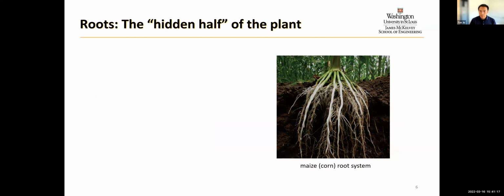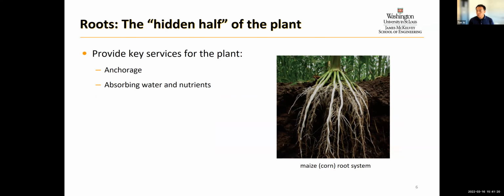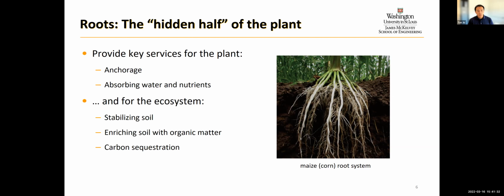Roots are very important for plants. They provide support, physical support. They also are the main channel for taking up water and nutrients for the plants. And in addition, they do service for the environment. They stabilize the soil, prevent soil runoff. They enrich the soil with organic matter, and they are the primary way for carbon sequestration. Right? So there's a lot of good reasons why we should care about roots and why we should try to better understand roots and engineer more healthy and stronger roots.